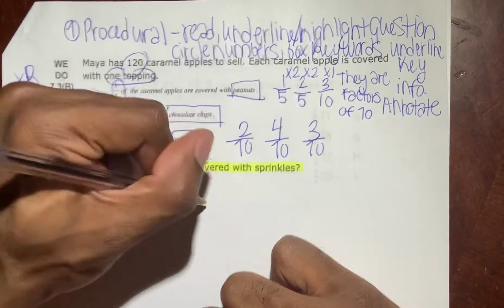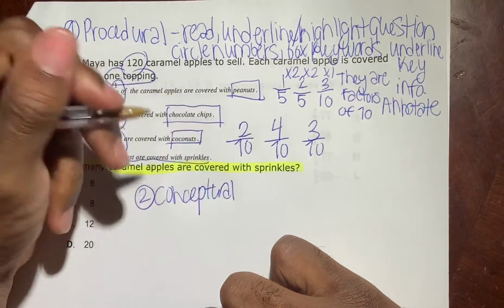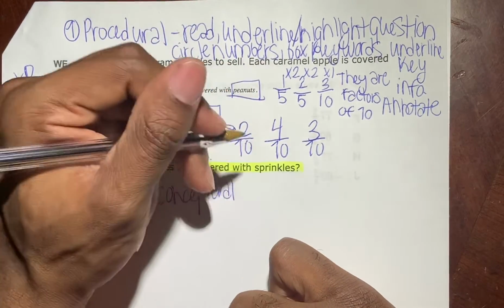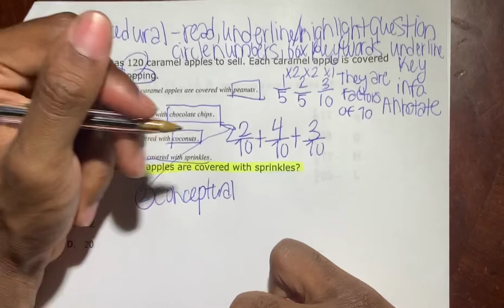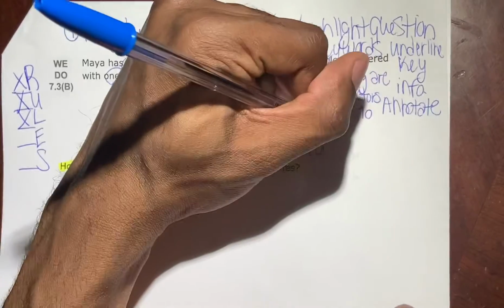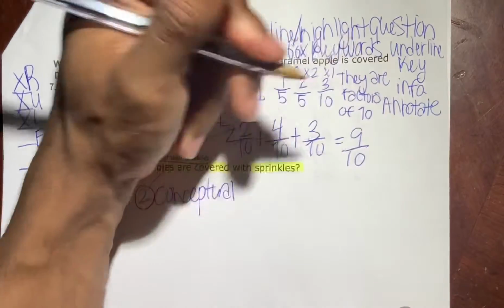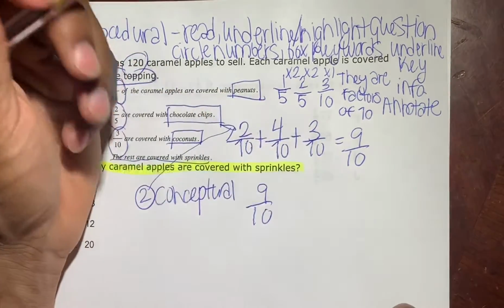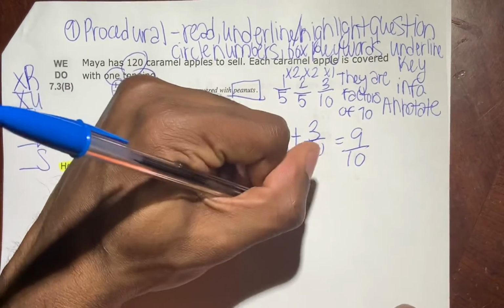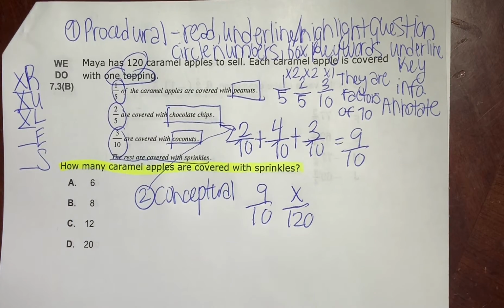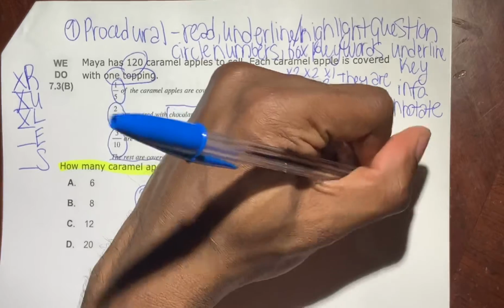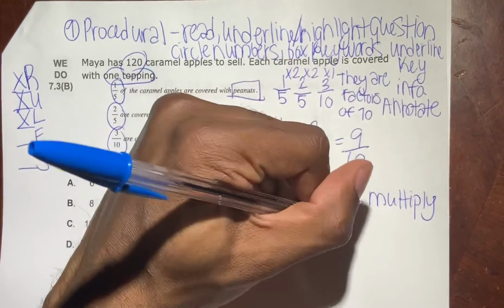So it's conceptual again. But as I said earlier, the conceptual actually begins up there, but let's continue it down here. Let's add these up: 2 plus 4 is 6, plus 3 is equal to 9. So now we have 9 over 10, and we're going to set this equal to x over 120. So we're going to cross multiply, which is the same thing as the butterfly method.